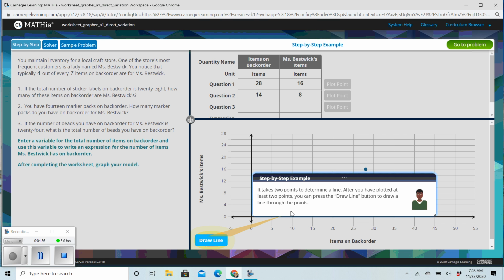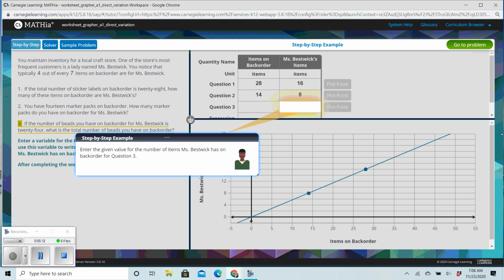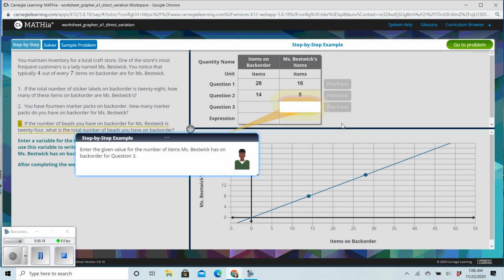So once you've plotted 2 points correctly, your job now is to draw a line. MATHia only requires you to plot 2 points. Usually in math we ask you to plot 3 just so you can be 100% sure. So we're going to draw that line. And now we have to go to our third question. So let's take a look at it.